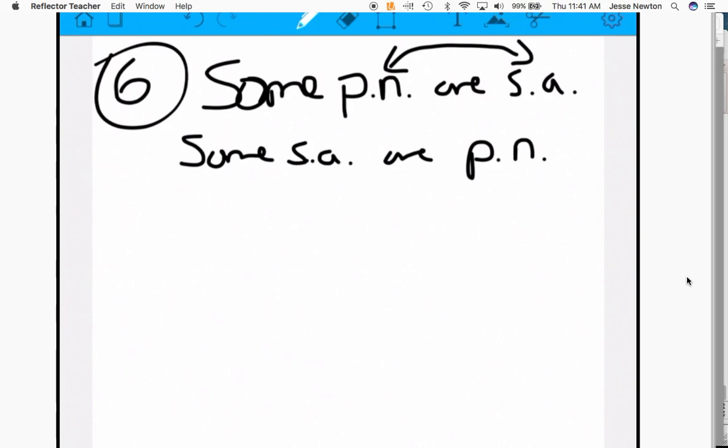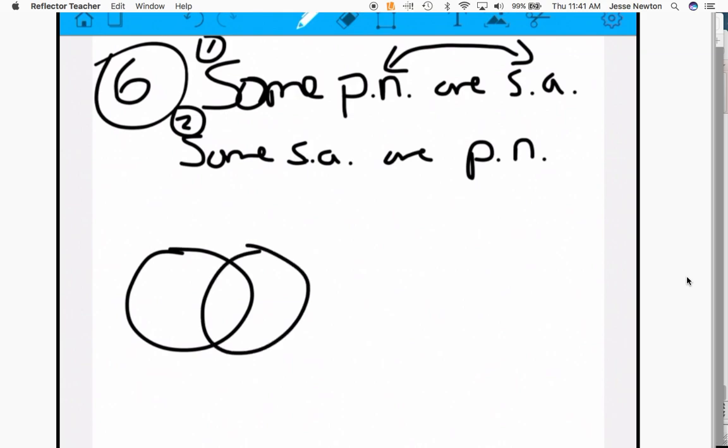Now, are these logically equivalent? Is one logically equivalent with two? And you could just remember that when you're dealing with an I-form proposition, the converse is always logically equivalent. But we're going to, you guessed it, Venn diagram.